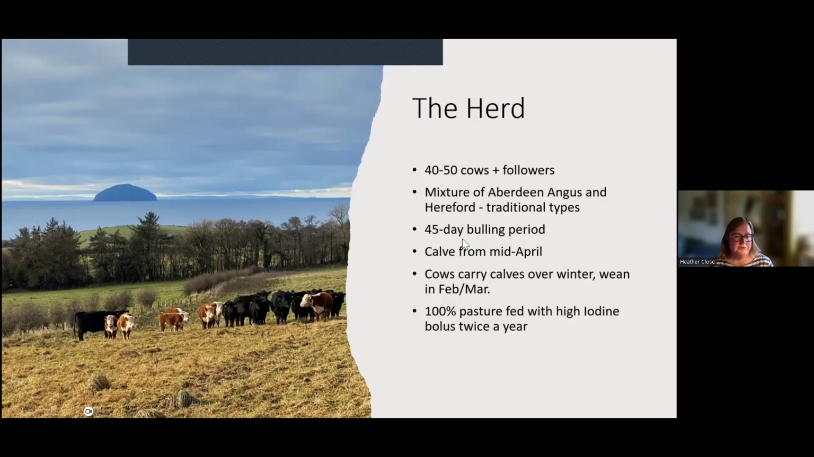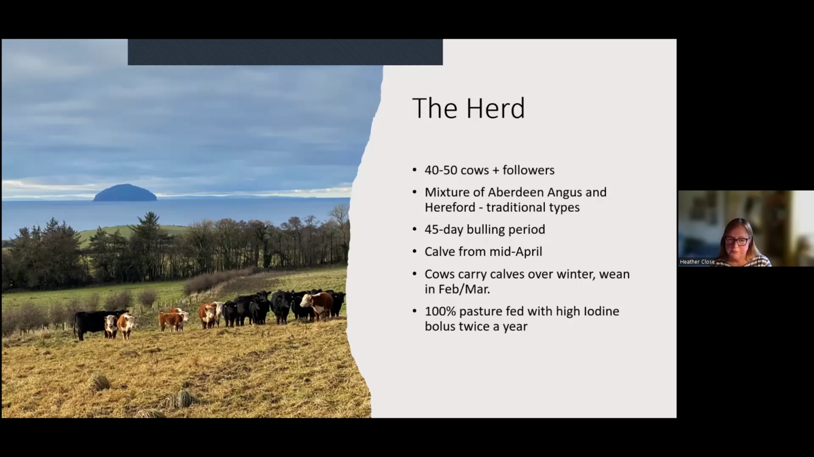We have traditional Herefords, which are horned and a bit smaller. Then we also have some really small Herefords, which we imported the embryos from the States. We have 2 cycles of the bull in with the cows, so about a 45-day bulling period.